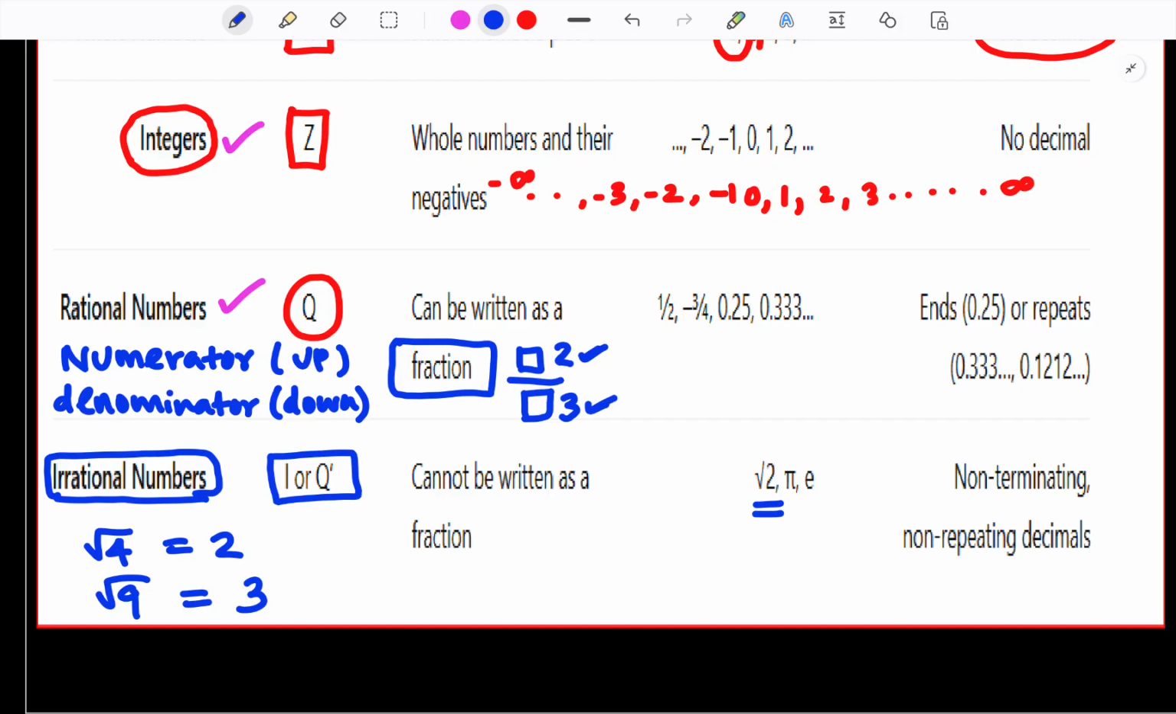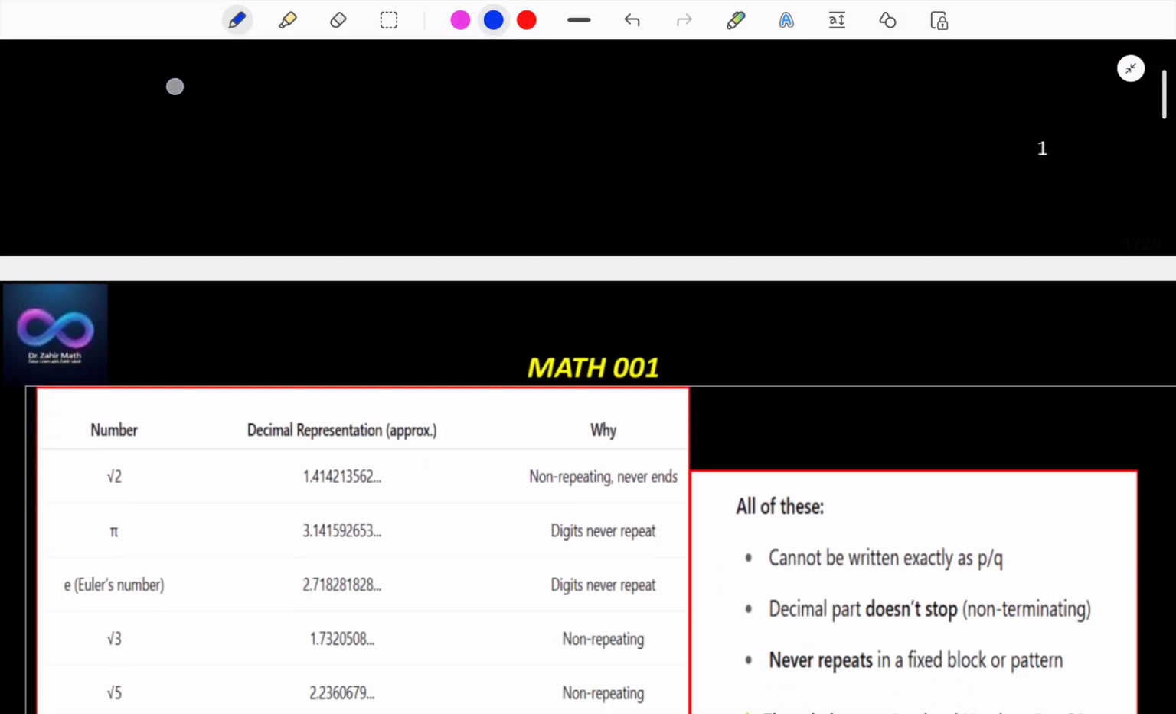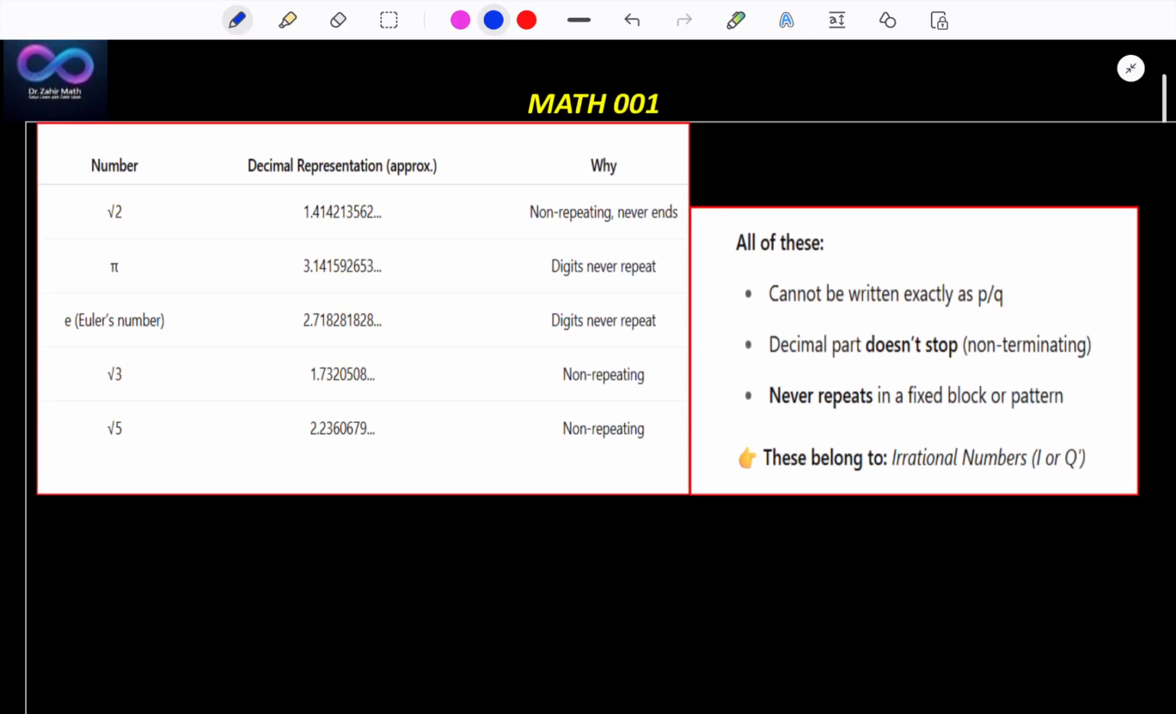But still it is not clear. I'm going to tell you a few more points about rational numbers and irrational numbers. Just listen. I have given something more than that. You see here, root 2, I have given root 3, root 5, all these numbers. And then pi. Root 3 is already here. e is Euler's number. Root 5 is there.